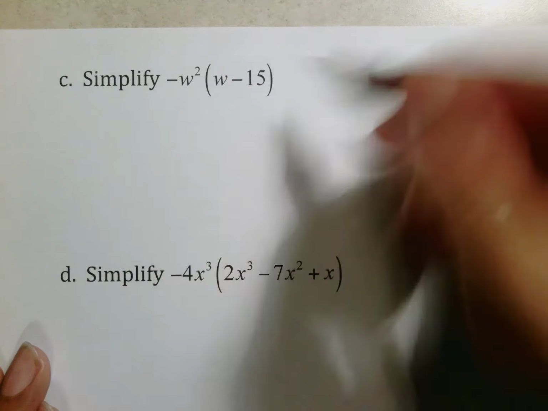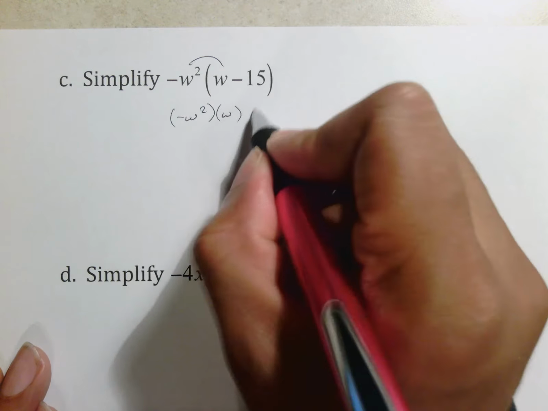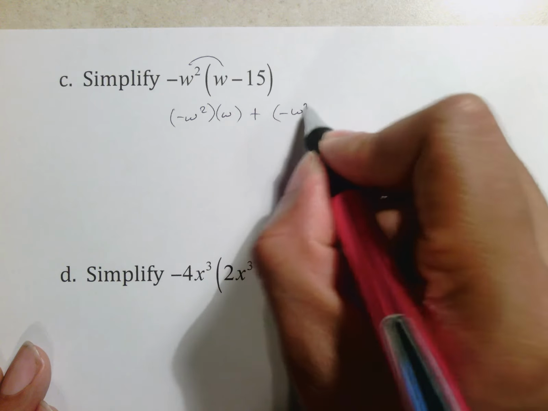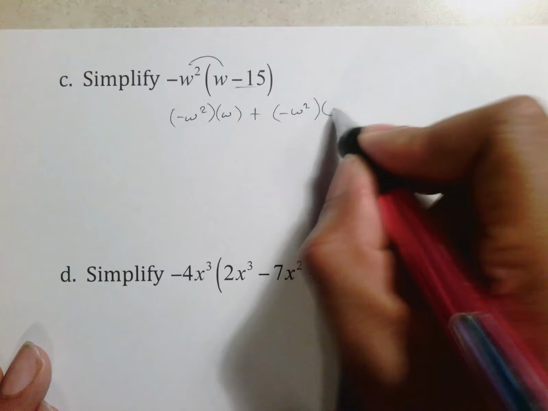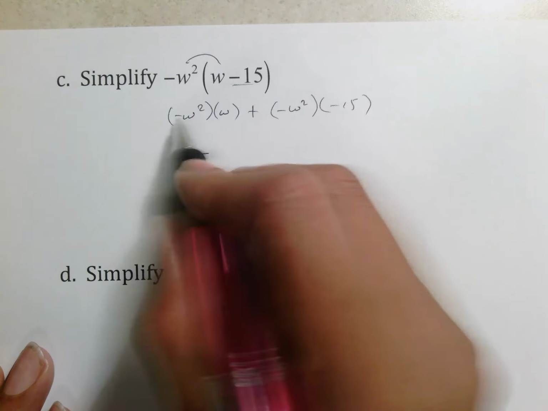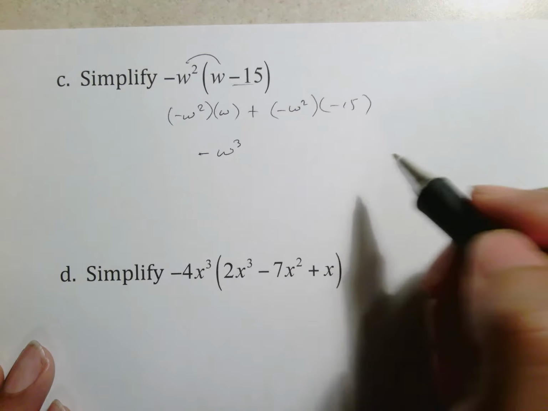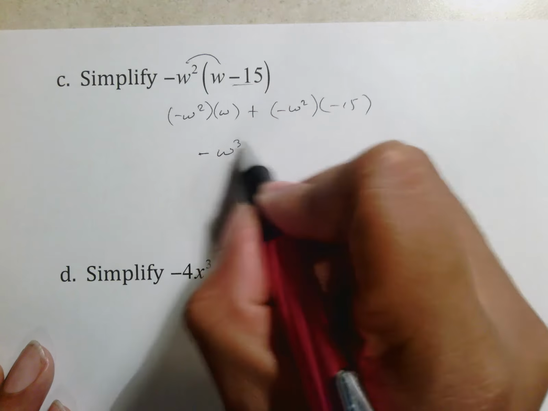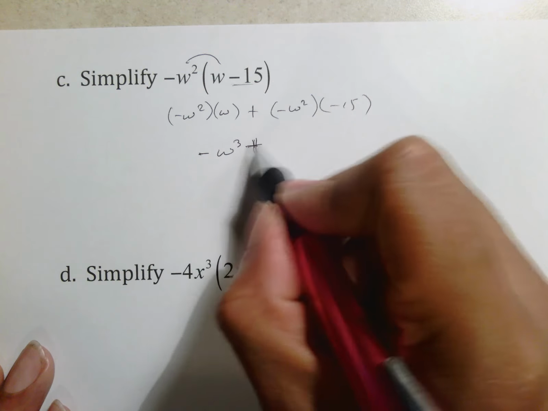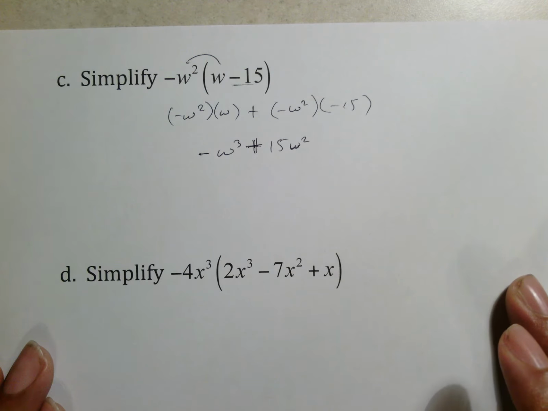C, this is where they expect you to mess up, so you definitely want to slow down. You have a negative w squared meeting w, and, which means plus, we have a negative w squared meeting negative 15. So looking at the sign, you have one negative in this group, which means it's negative. There are no numbers, but there are 3 w's. Again, if there are no numbers, you don't need to bring one down. Here, these 2 negatives are going to make it a positive. The only number we have is 15, and we only have 2 w's in the problem. So it should be negative w to the third from that, plus, because that's positive, 15w squared.